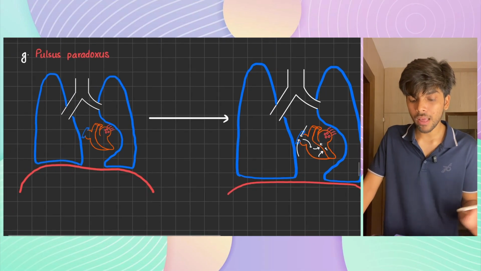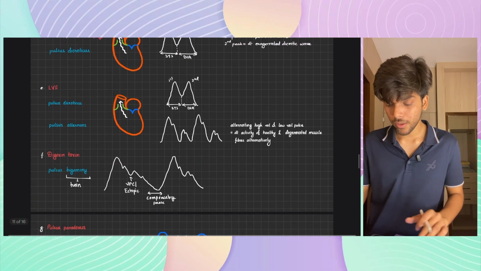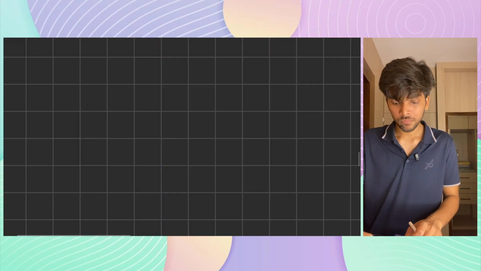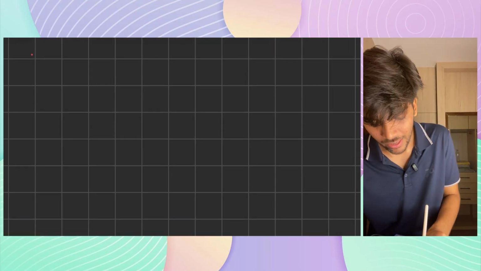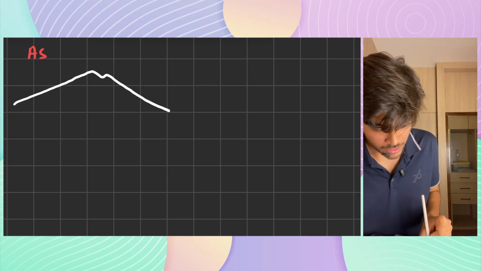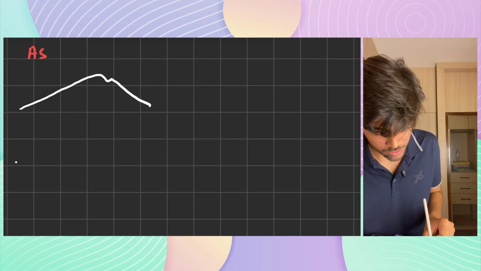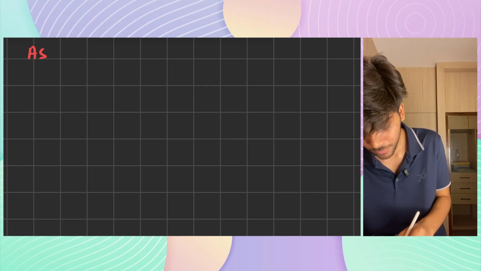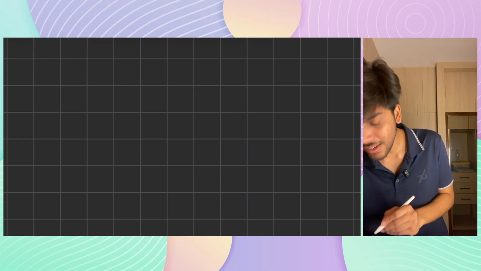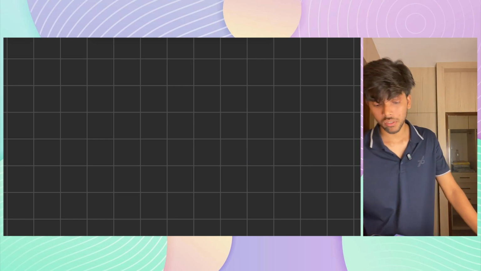Finally, you have pulsus paradoxus. I'll explain it in a while. First, let's revise all these pulses. Let's revise all the abnormal pulses before getting into pulsus paradoxus.